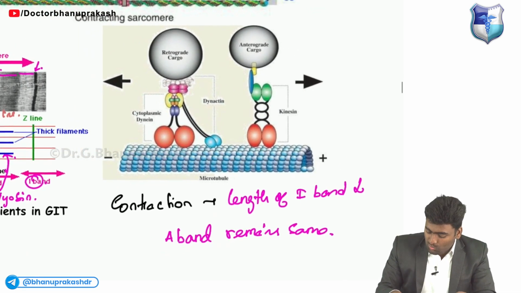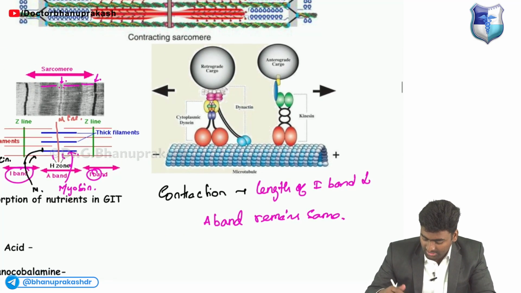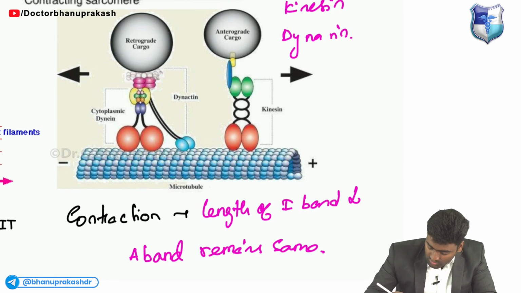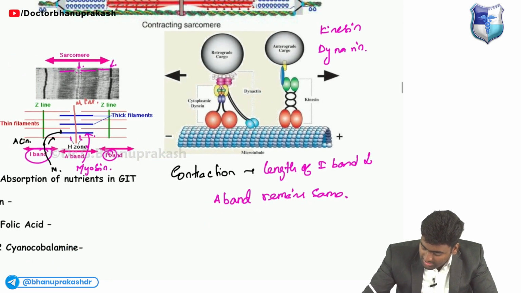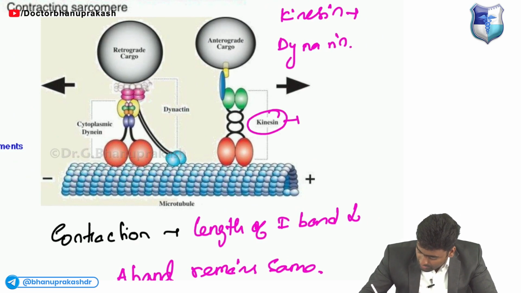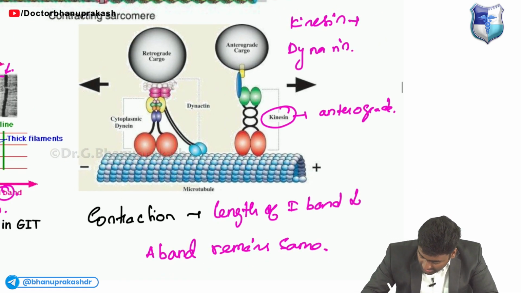Then you need to know about these two molecular motor proteins: kinesin and dynein. Kinesin is the one causing anterograde transport. So remember, kinesin will cause anterograde transport. What is the importance of it? Anterograde transport in the axons. And the next one is dynein, along with dynactin.